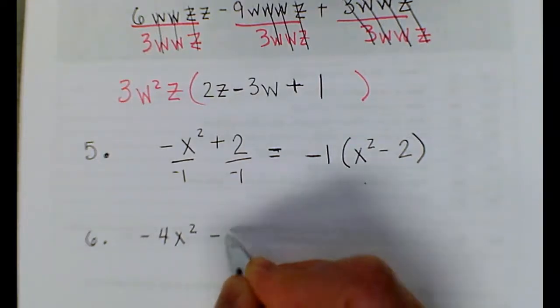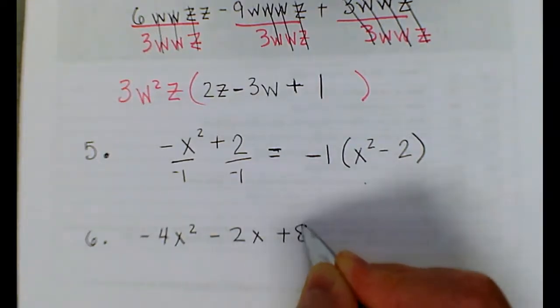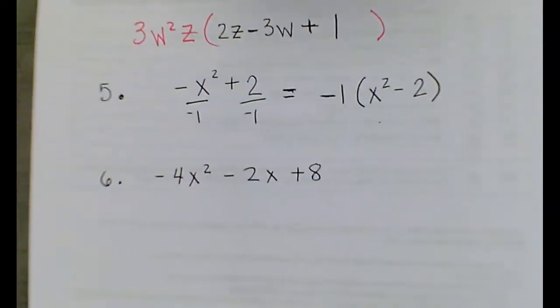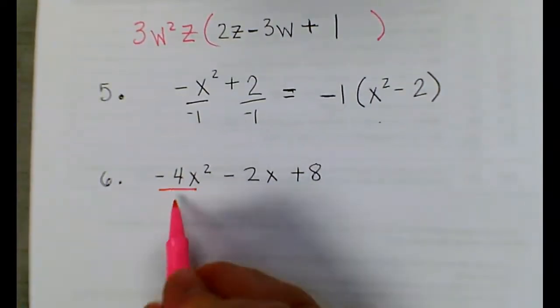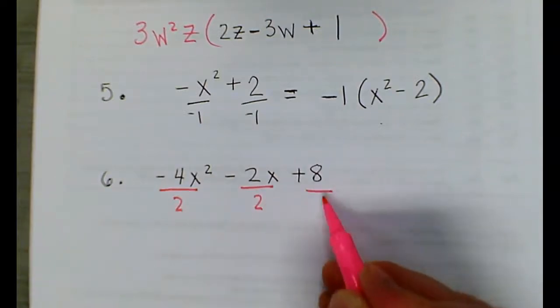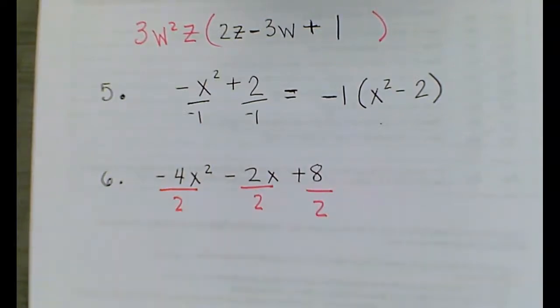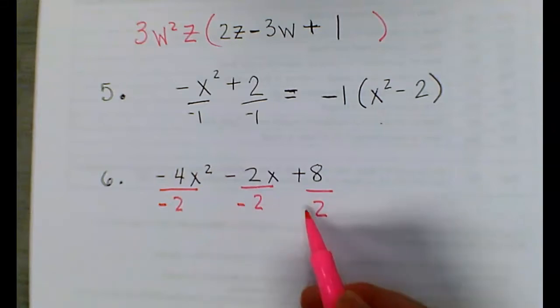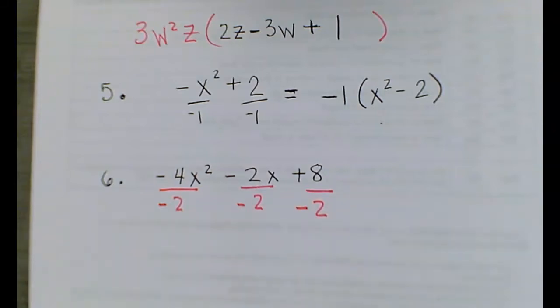X squared minus 2x plus 8. 4, 2, and 8. What divides 4, 2, and 8? Because it starts with a negative, I'm going to divide by a -2 so that I can factor out the negative. Do they all have an x? 2 of them have an x, but 1 doesn't. So I cannot factor out something, especially variables, unless they all have the same variable. So I'm going to factor out the 2 in front.